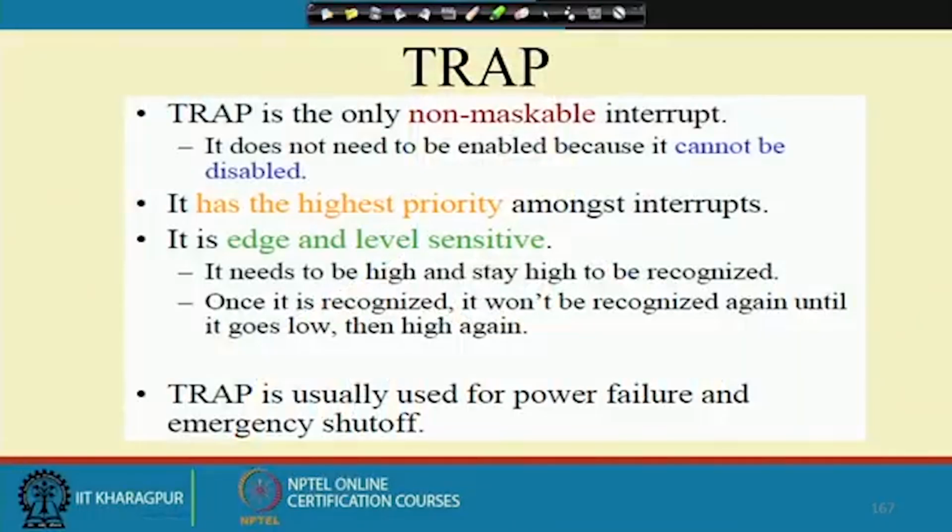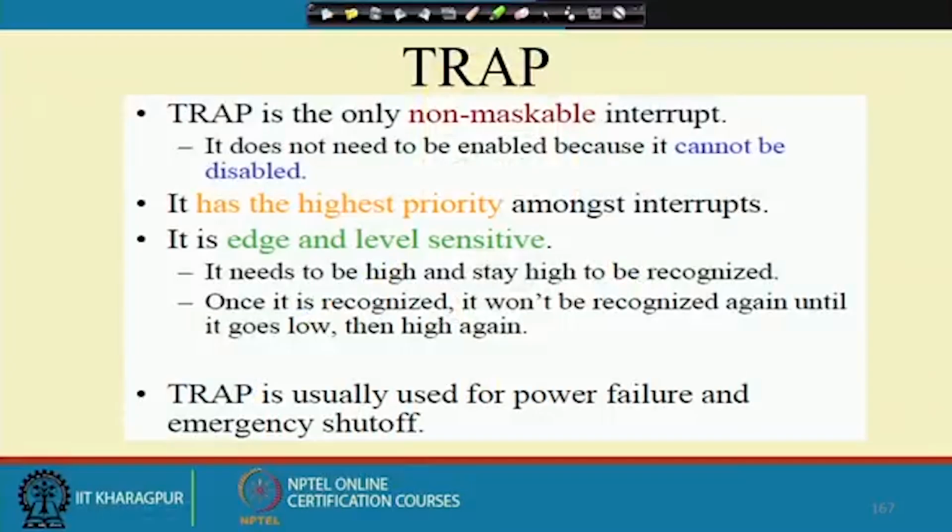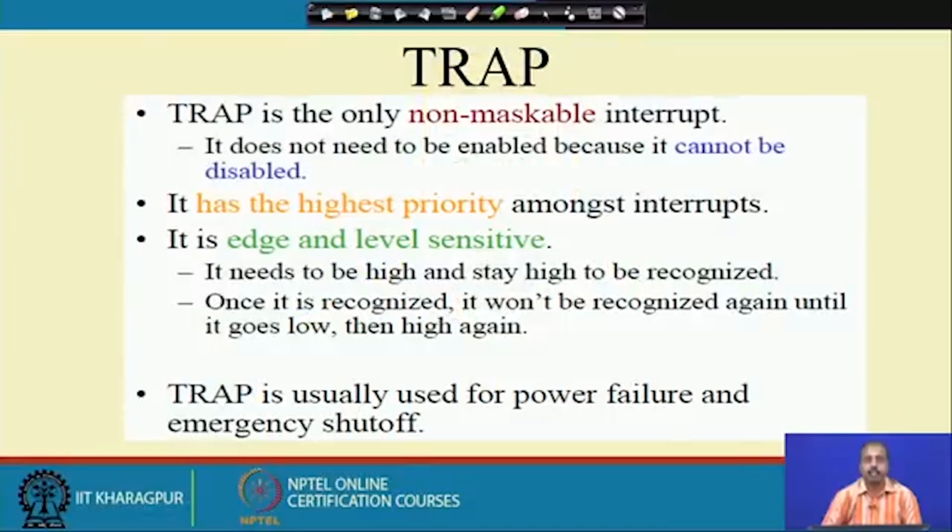So, the other interrupt that we have in 8085 is the trap interrupt. This is equivalent to RST 4.5 and this is the only non-maskable interrupt. So, it is not affected by the EI/DI instructions. It is always enabled. It does not need to be enabled because it cannot be disabled. So, there is no question of enabling it, and the priority is the highest among all the interrupts. So, this is the highest priority interrupt.